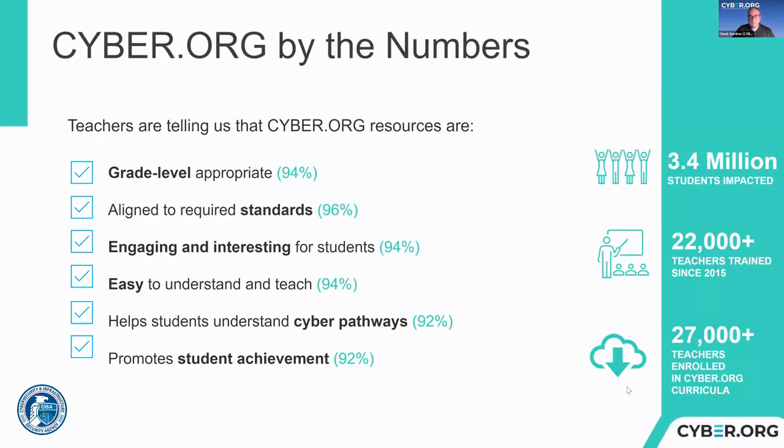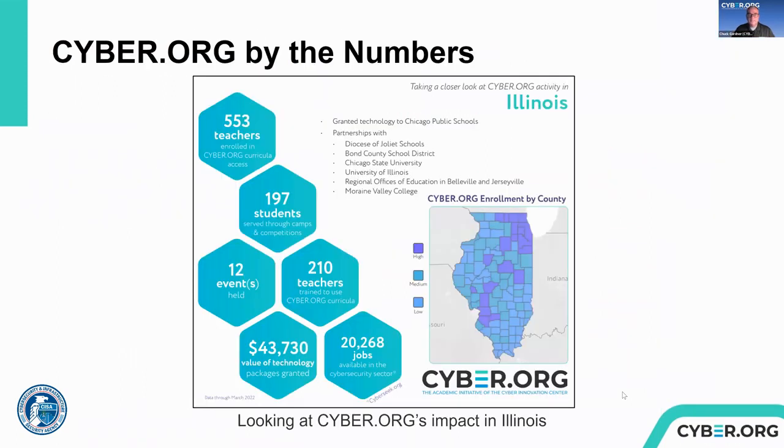Next up, we've already talked a lot about this data, 27,000 teachers, a couple million students have been impacted. We'll go to the next slide. Illinois, our current impact, this was as of March 2022. At that time, we had roughly 553 teachers enrolled with access to the curriculum, impacting 197 some odd students through camps and competitions. A number of events that we've hosted, teachers trained, technology in the classroom, totaling more than $43,000. And on cyberseek.org, as of March, there were 20,000 jobs in cyber available across the state.